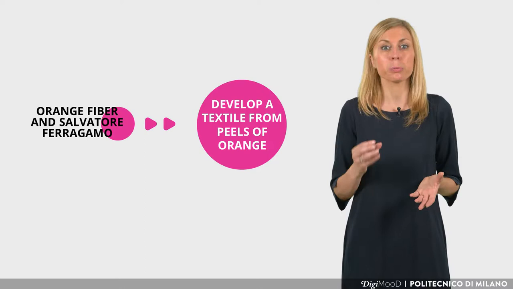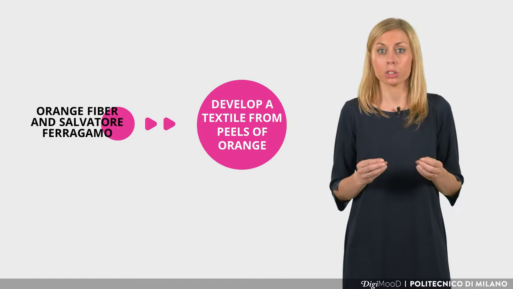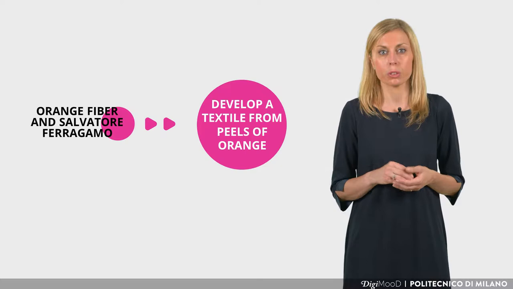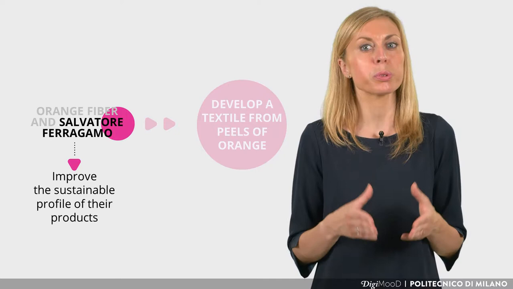Orange Fiber is a startup born around the idea to develop a textile from the peels of oranges. A super innovative textile, quite similar to silk in terms of touch and feeling, with a sustainable purpose to create value from waste. Salvatore Ferragamo had the purpose to improve the sustainable profile of their products. For this purpose, the two companies collaborate together to revise the material, find exclusive design, and design new products, working on both stylistic and technical features of the products.